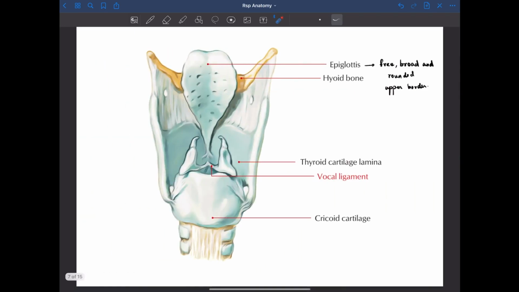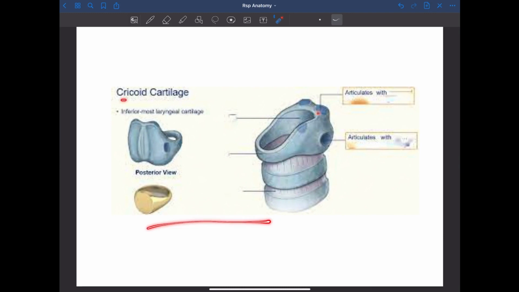Next we can see the cricoid cartilage. This is the cricoid cartilage. It is just like a signet ring. Can you see it? This is a ring. See this? It is like a ring.